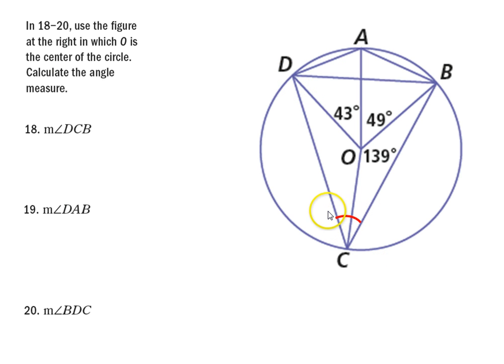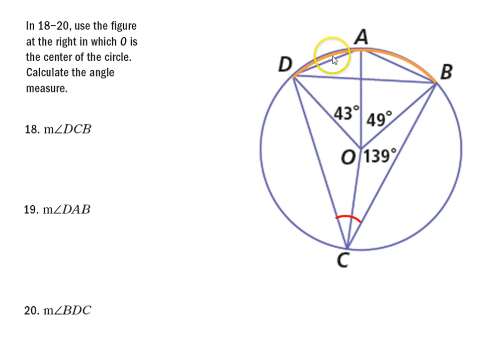So we have to find out how big this is, and we have some information that we're going to use to find that. I notice that angle DCB intercepts this arc right here, from D to A to B. So if I knew this arc, then I could find this angle because there's a relationship between the intercepted arc and the angle which intercepts it. I do see another angle that intercepts this arc, and that's angle DOB. DOB also intercepts the arc DAB, and I do know how big angle DOB is.